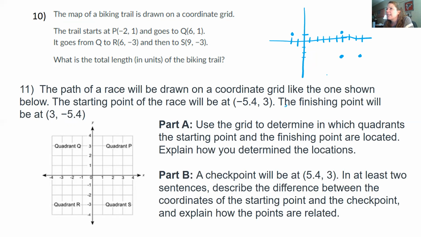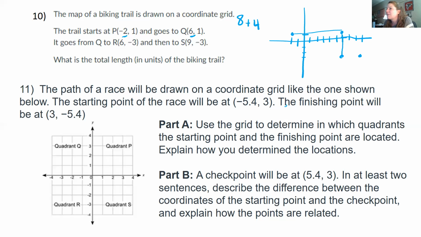What is the total length in units of the biking trail? So we're going to go from here to here. So how far apart is -2 to 6? So we'd have to go right 2 spaces and then 6 more spaces. So that's 8 units. And then we're going to go from 6, 1, down to 6, -3. So if this is at 1, to get to 0, we go down 1 whole unit, and then we have to go 3 more units. So that's a total of 4 units.